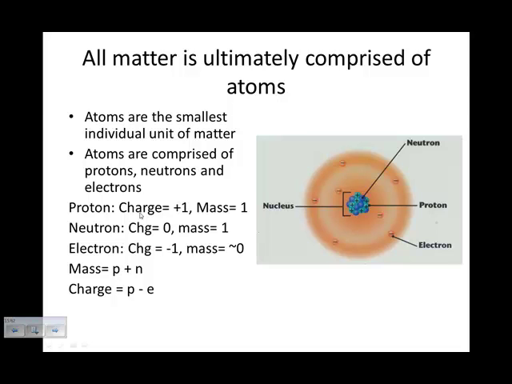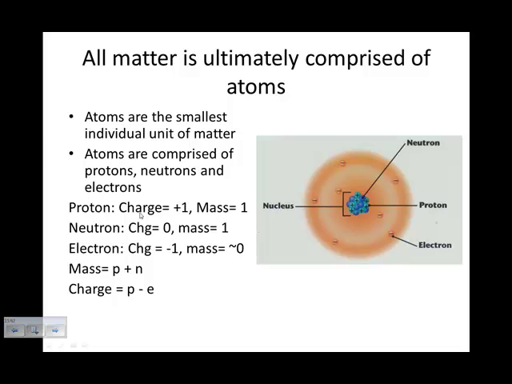The pieces are protons, neutrons, and electrons. Each of these has slightly different physical properties. They have electrical charge, and they have mass. Those are two of the important properties that these subatomic particles, protons, neutrons, and electrons, have. Protons have an electrical charge of +1. They have a mass of 1, right?